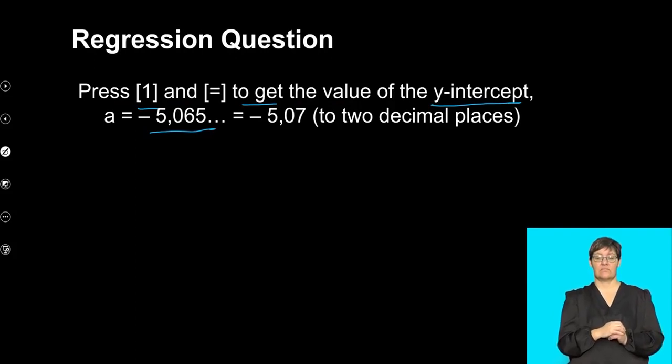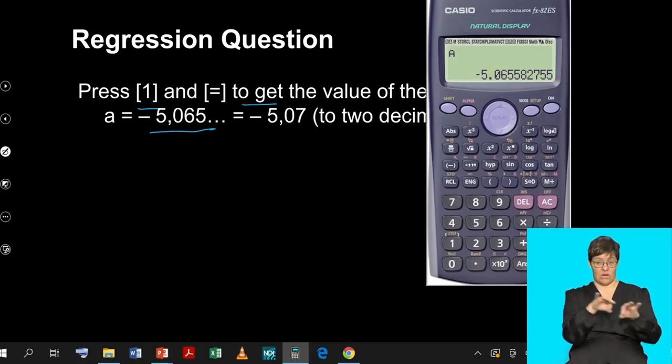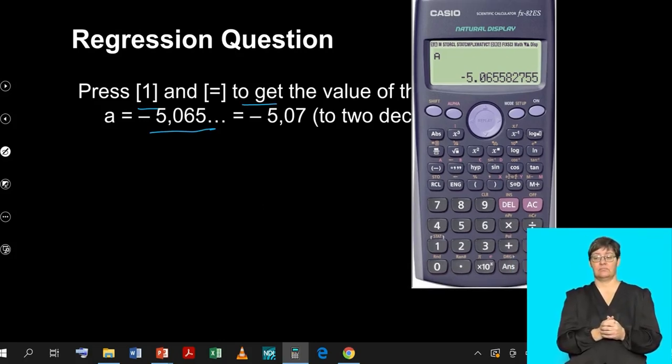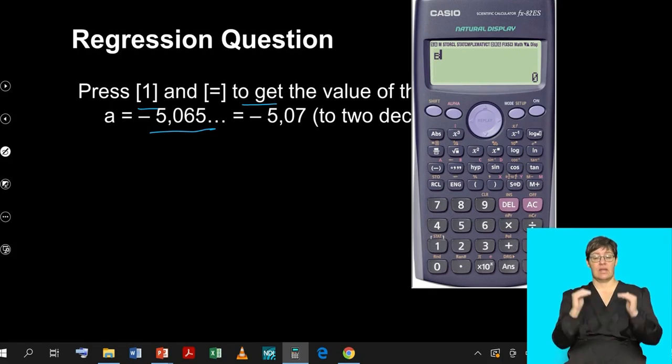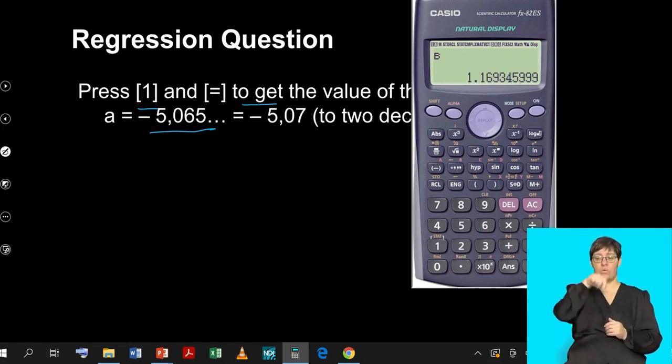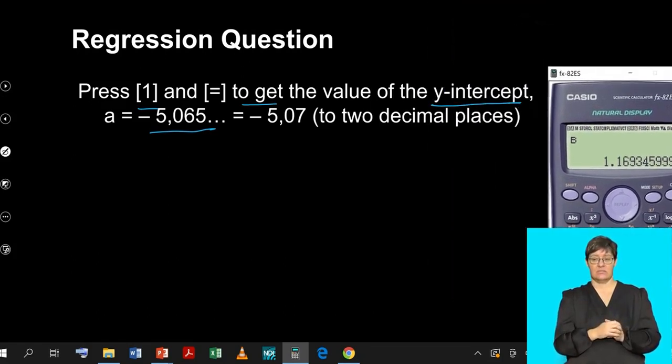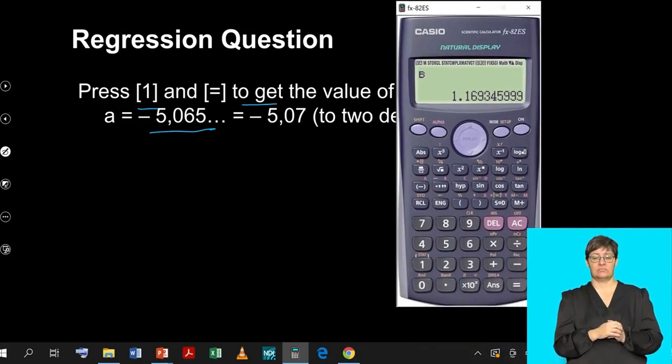Okay. Then for the B value, I'll do exactly the same way. So I'll go back. I can say AC, Shift 1, 7. Then I want the B value, 2 equal. Then I get my B value. See that B value correct. So my B value is 1.16. Okay.